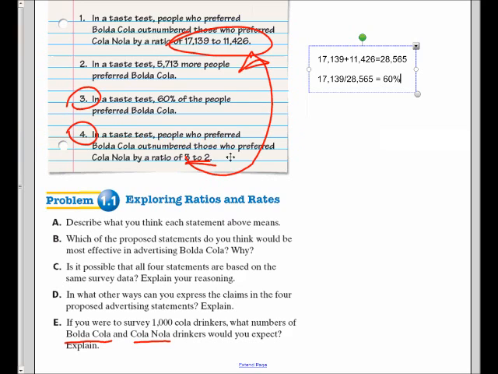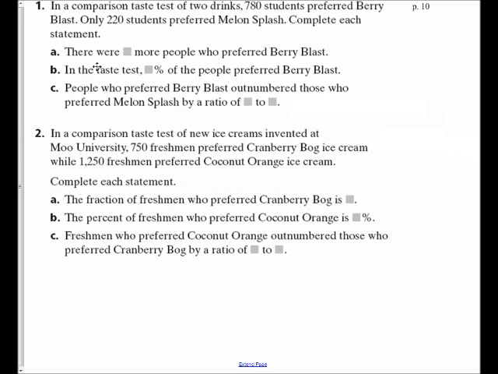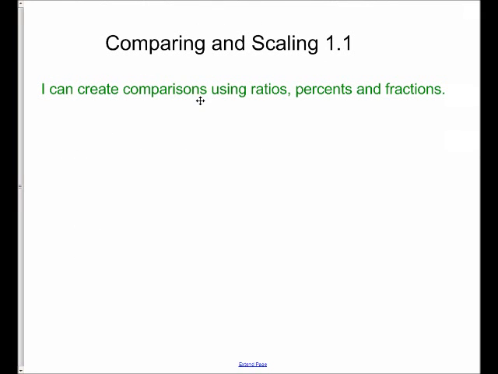0.6 or 60%. Now, on your worksheet, you do not have this, but it's something that we can go through in class. I just wanted you to understand the way that we were getting these certain things: reducing, being able to subtract, and also being able to divide that out after we add them together. But on this part right here, I want you to do the same thing. So, in a comparisons taste test, of 780 students, only 220 preferred Melon Splash. The idea that we're getting down here is being able to create comparisons using ratios, percents, and fractions.